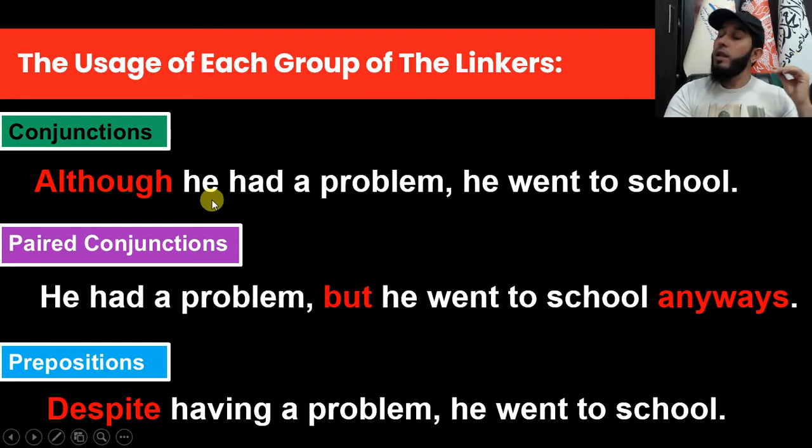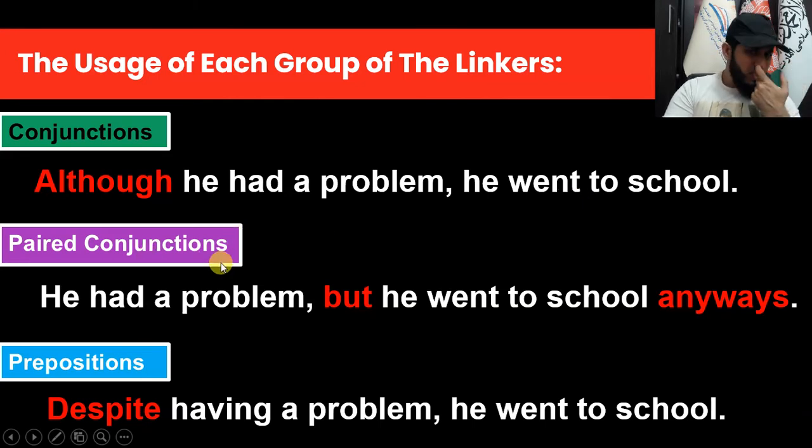Okay, and how? Conjunctions, subordinate conjunctions or subordinating conjunctions, are always followed by subject plus verb form. Don't forget that, okay? He, subject, had, verb form. All conjunctions in all 8 types of adverb clauses are followed by subject plus verb form. Although he had a problem, he went to school.